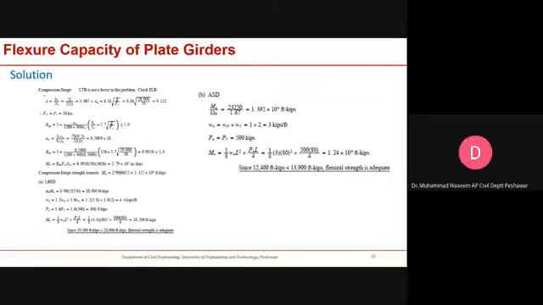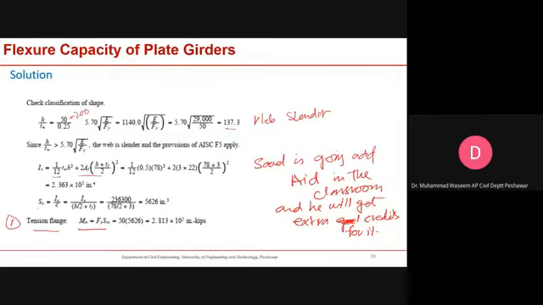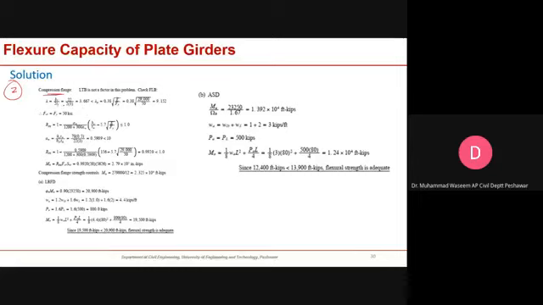The second is the compression flange limit state. The reason I'm repeating these questions is that you should get familiar with this methodology. So you have to check the flange compactness. If it is less than LP, then FCR will be equal to FY. For this, you need AW. You can calculate AW from here. Similarly, you can go with this and calculate this value. This value is something like 2.79 times 10 raised to the power 5.